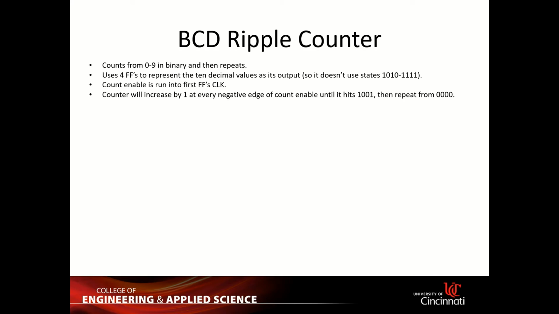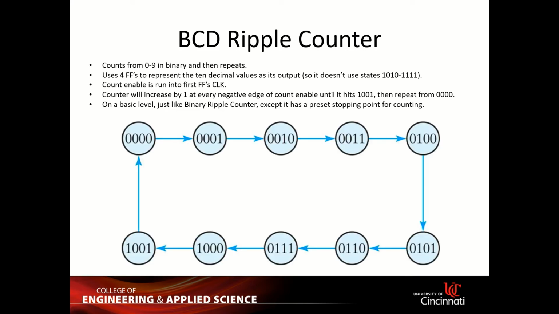And so it counts until it hits 9, which is 1 0 0 1. Then it repeats back from 0 0 0 0. So on a basic level, it's the same thing as the binary ripple counter, just a different number of states. So here I have a state diagram for you guys.